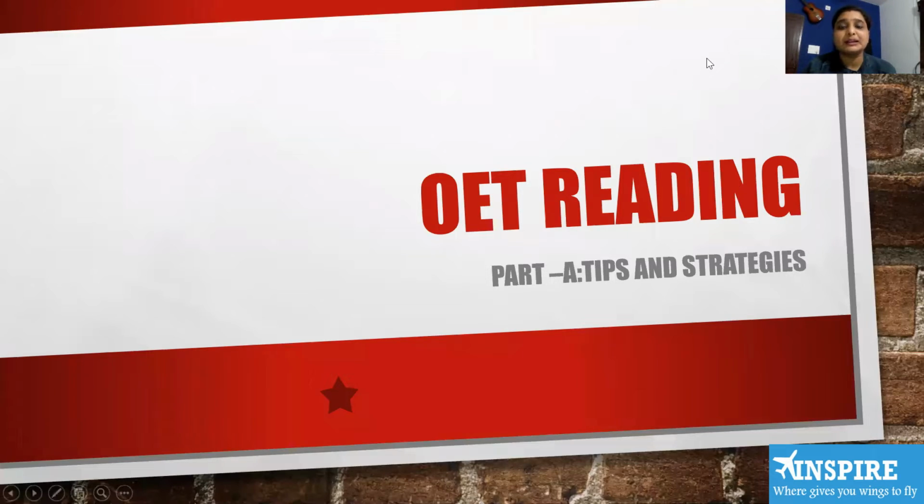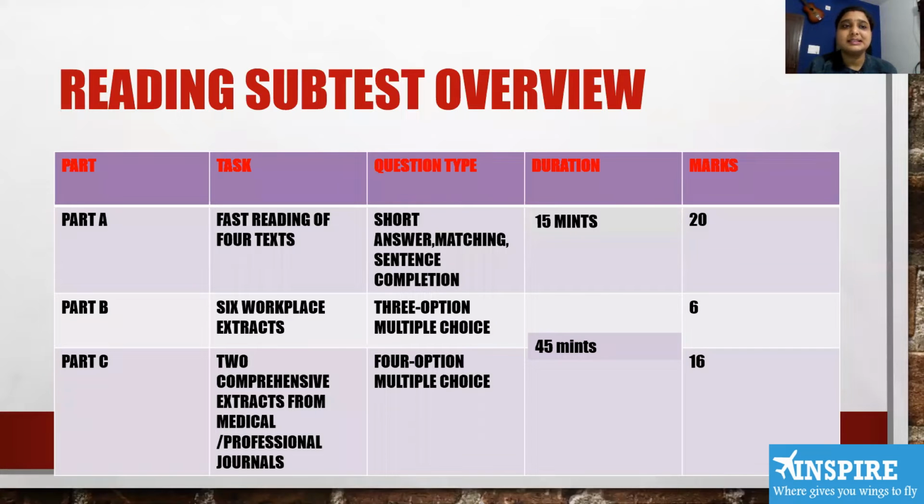Tips and strategies for Part A OET reading. This is an overview of the OET reading subtest. There are three parts: Part A, Part B and Part C. In Part A, the task given to you is very fast reading of four texts. The question types included are short answer questions, match the following and sentence completion. The duration given for Part A is only 15 minutes, and within these 15 minutes you have to answer these question types. The total number of marks in this part is only 20.